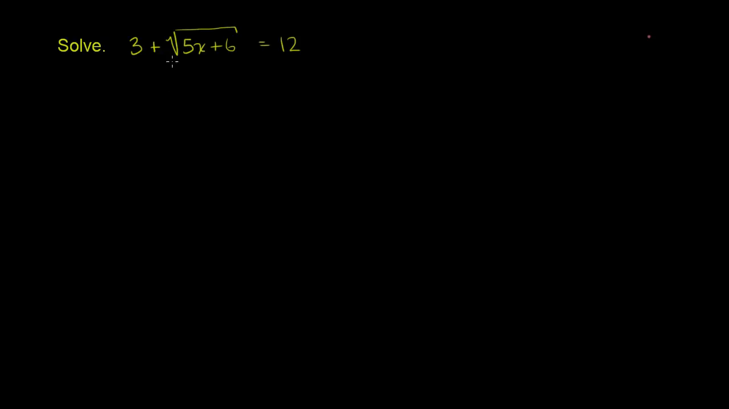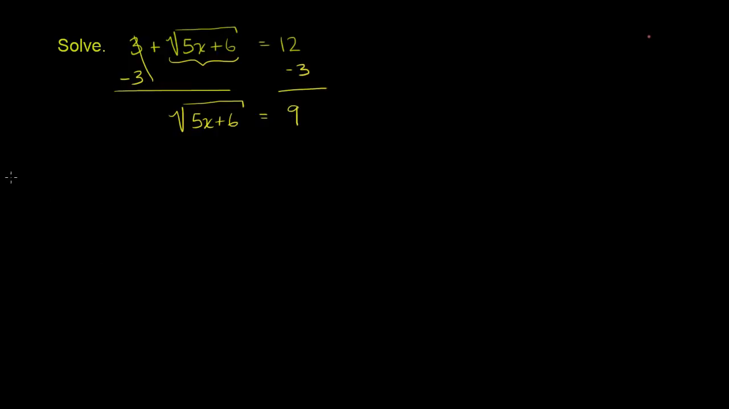So the first thing I want to do is isolate this radical on one side of the equation. The best way to isolate that is to get rid of this 3. And the best way to get rid of the 3 is to subtract 3 from the left-hand side. And of course, if I do it on the left-hand side, I also have to do it on the right-hand side. Otherwise, I would lose the ability to say that they're equal. And so the left-hand side simplifies to the principal square root of 5x plus 6. And this is equal to 12 minus 3, which is 9.